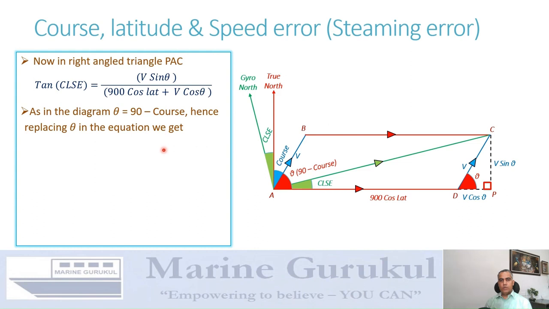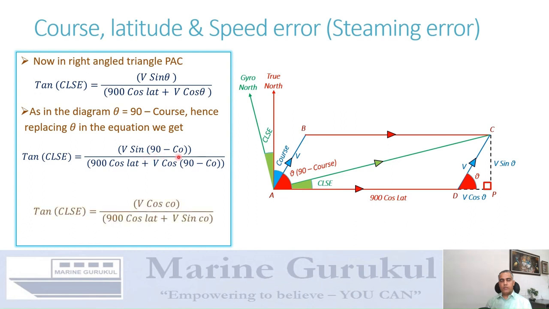Once we replace this angle theta by 90 minus course, the equation turns out to be tangent of CLSE is equal to V sin 90 minus course. Instead of theta, we are having 90 minus course here, divided by 900 cos lat plus V cos 90 minus course. Instead of V cos theta, we have V cos 90 minus course now. Now we are aware that sine of 90 minus an angle is equal to cos of that angle.